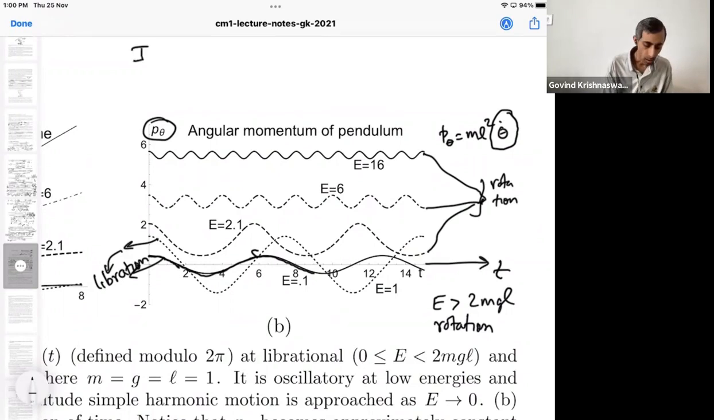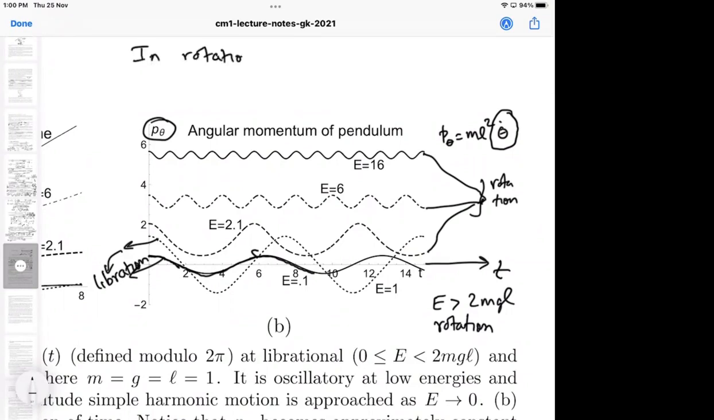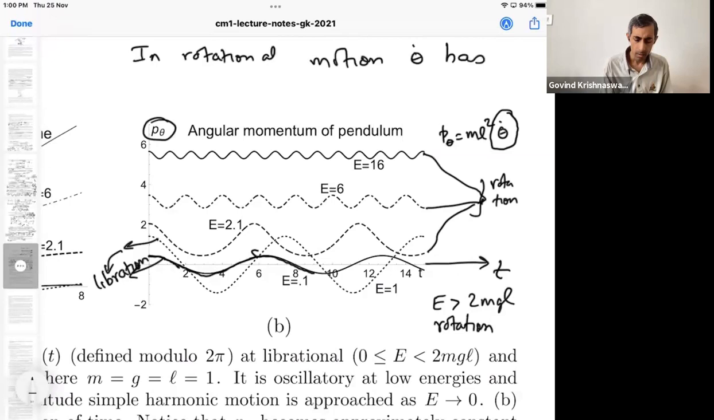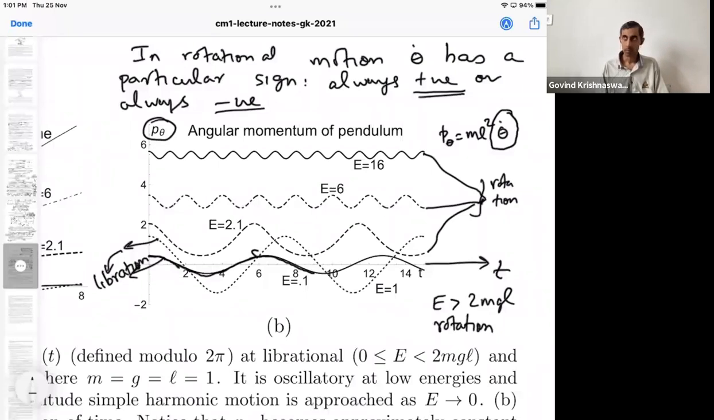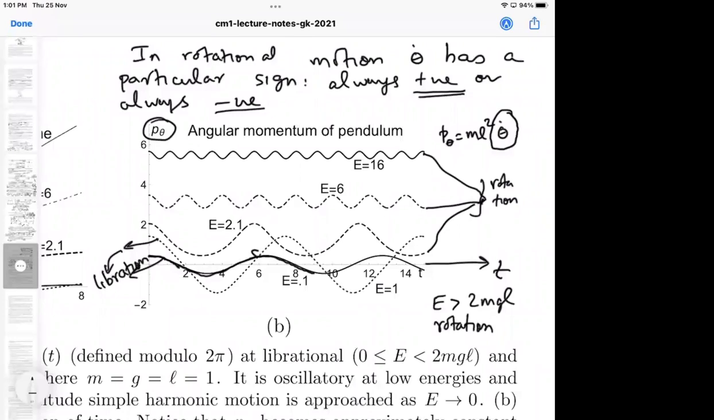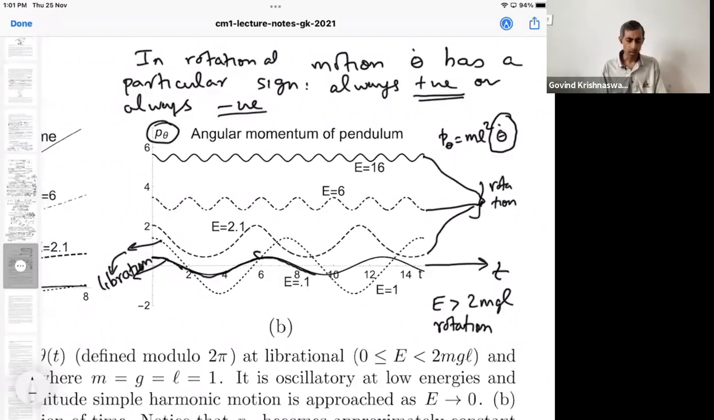Correct. So in rotational motion, theta dot has a particular sign, always positive or always negative. Now you tell me, what is the physical meaning of theta dot positive and theta dot negative? These are the different rotations. One is clockwise and the other is anti-clockwise. Precisely, yes, that is correct, Shubham.